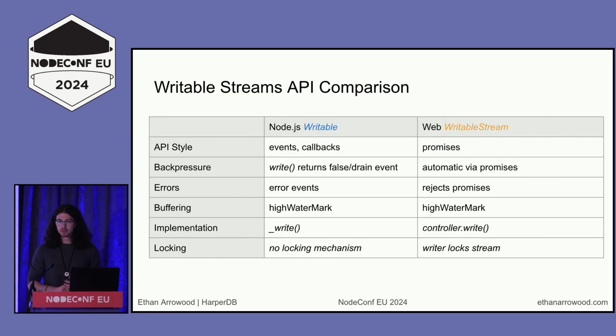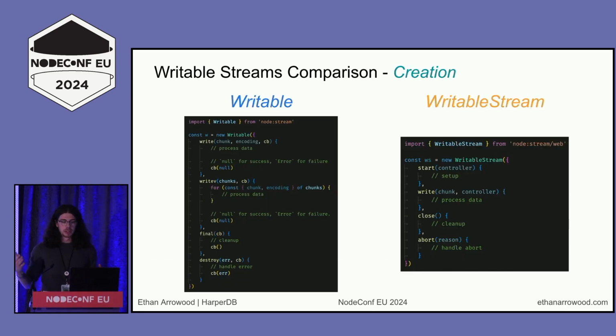Writable is very similar. On the Node side, it's events and callbacks based. On the web side, it's promise-based. And the creation is similar as well. There's the write method, which is the core piece here. Node.js has a writev method, which allows you to process multiple chunks in one request, or batched. WritableStream on the web side has start and write as well. It has that controller in there to do the controller work if necessary.